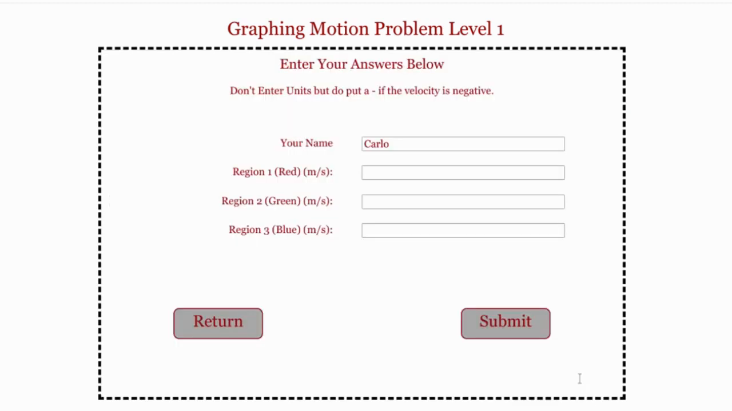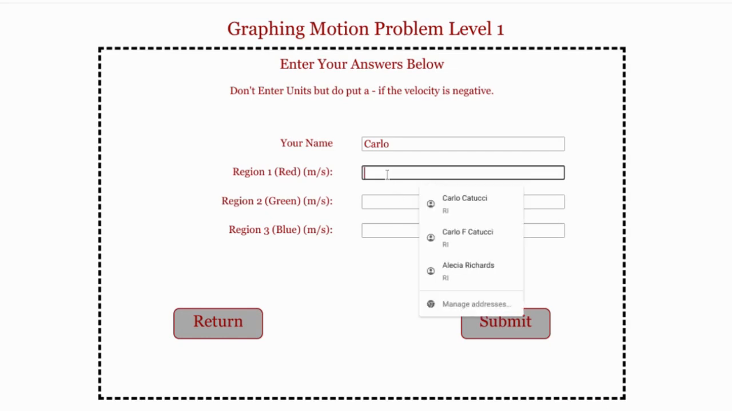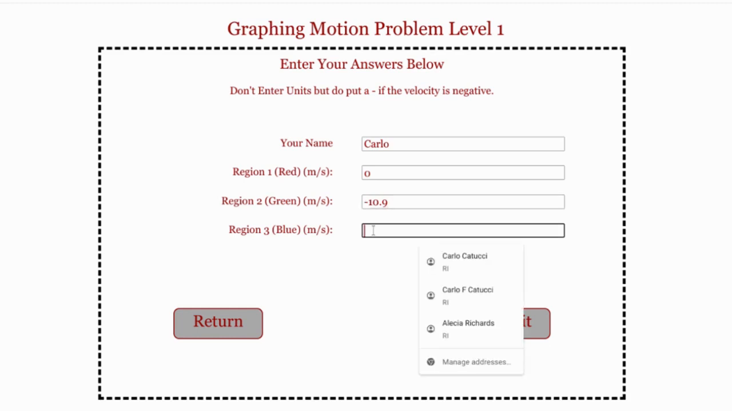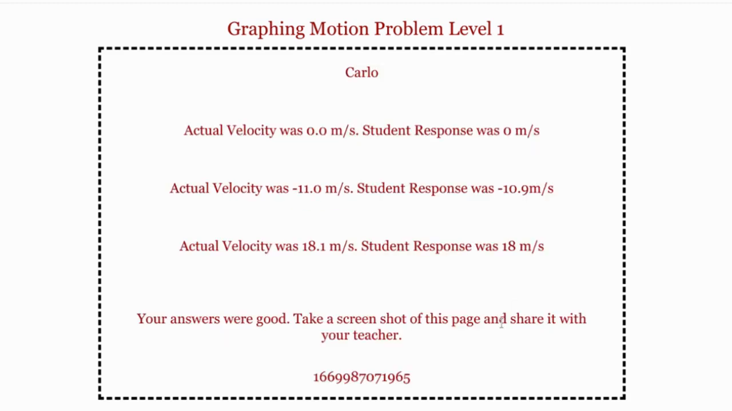So I'm ready to put my answers in. So the red section was 0. The green section was negative 10.9. And the blue section was positive 18. All right, let's see how I did. It says my answers were good, so we can accept this one. All right, so that's it.